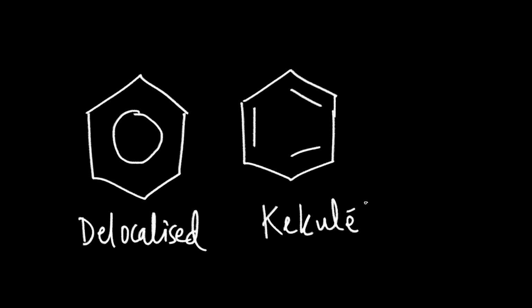So Kekule was the scientist who came up with this model. But which one is the more accurate picture of what's going on? Well, we can look at various pieces of evidence. So the first of these is the bond lengths.